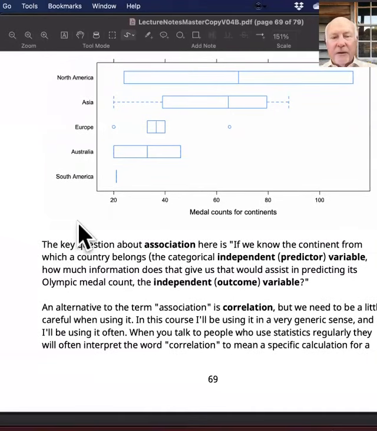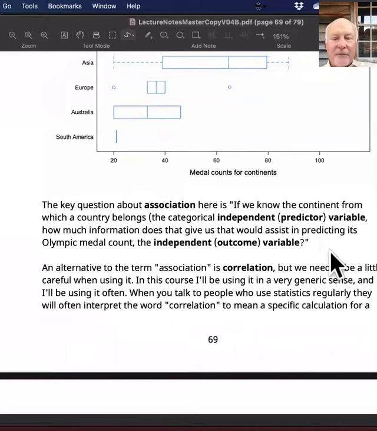So if we know it's North America, I forget exactly everything that counts in North America, but it's mainly the United States and Canada. Well, it's a 50% chance it's Canada and a 50% chance it's the United States, but the outcome, the number of medals, is going to be hugely different depending on which one of those it is. If we know the country is from Asia, that might give us a better idea. Maybe the information's a bit better there.